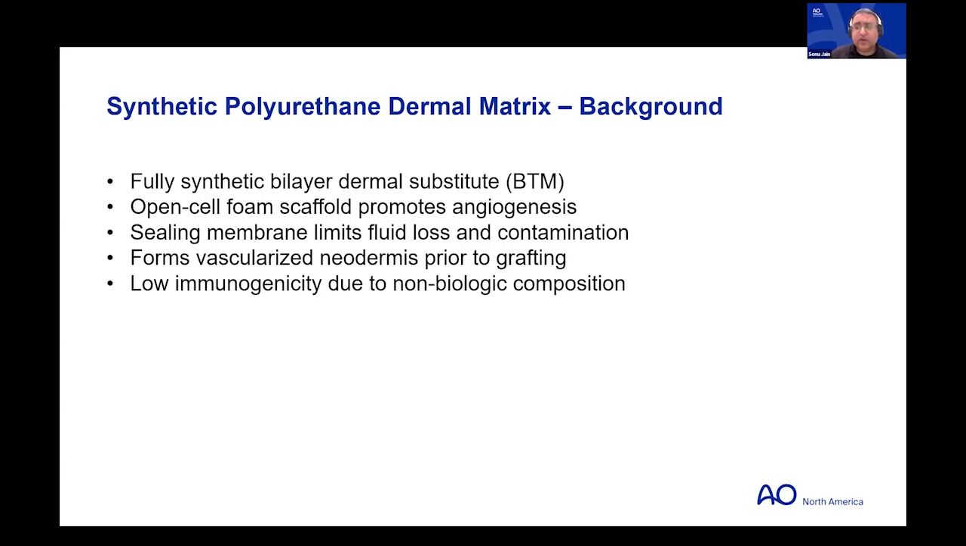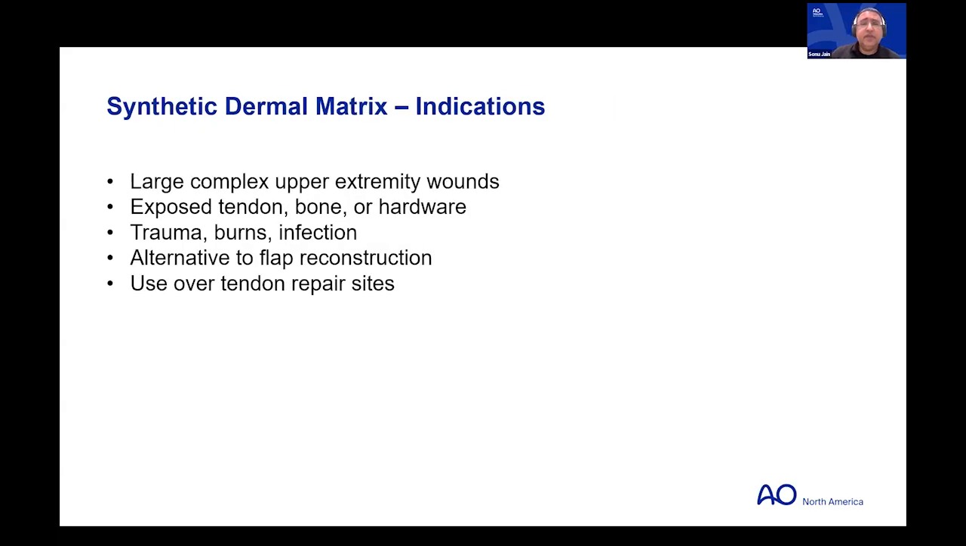So the nice thing about these bilayers is that when you have them on, they create a little bit of a chamber to limit that fluid loss, and you get this vascularized neodermis that forms prior to the skin grafting, and you have low immunogenicity due to the non-biologic composition. So the key point is that if you're worried about inflammation or irritation, you want to look more at a non-biologic, because they tend to have less of that issue.